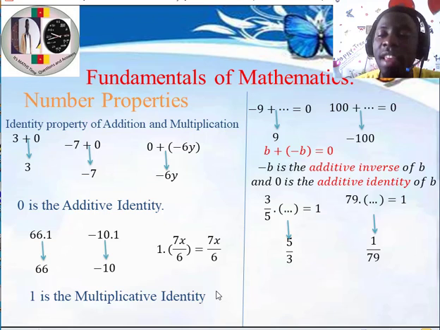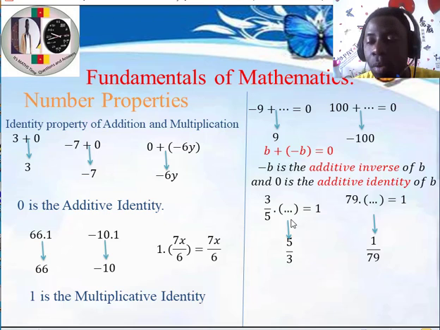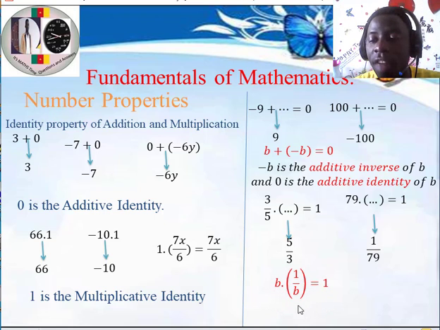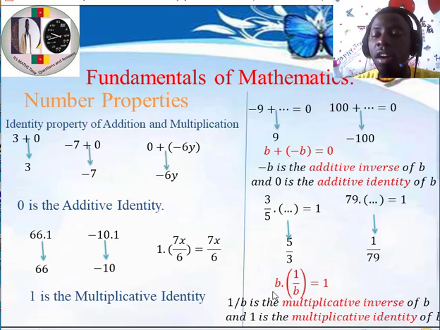Therefore, we are going to say that if we multiply any number by its reciprocal, which simply means we invert the number, it is going to give us the multiplicative identity. And we can conclude that if b times 1 over b gives us 1, then we can call 1 over b the multiplicative inverse of b, and we call 1 the multiplicative identity of b. I hope that's clear about identity and its inverse.